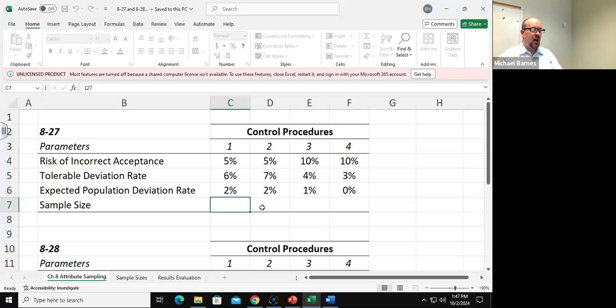So basically, what we're going to identify is our sample size based on these factors. Our first example says that we have a risk of incorrect acceptance of 5%. Now, what does that translate to for confidence level again? So 100% minus 5%, 95%, good. A tolerable deviation rate of 6%, expected population rate of 2%. So 95% confidence level, 6% tolerable deviation rate, expected population deviation rate of 2%.